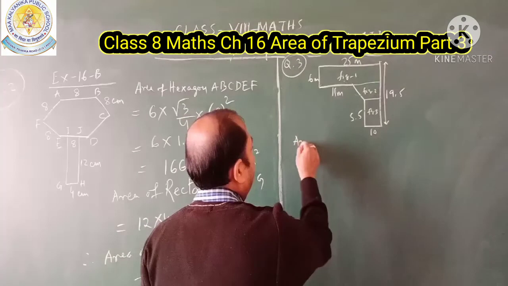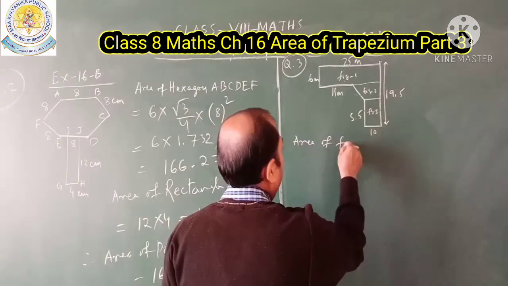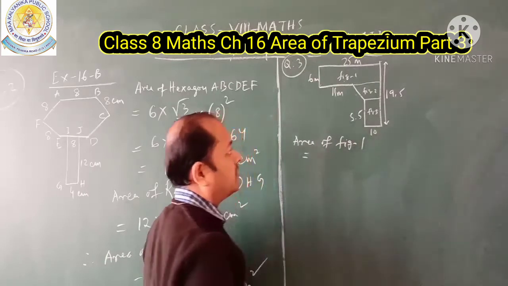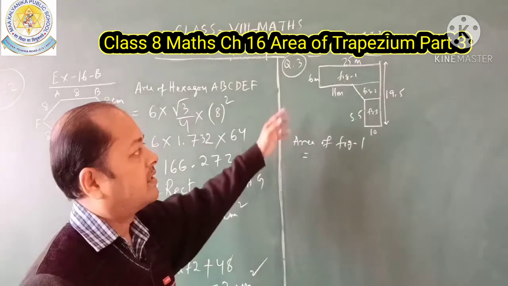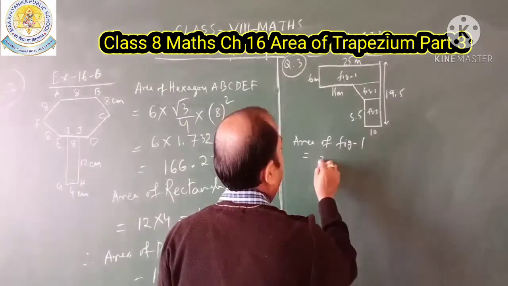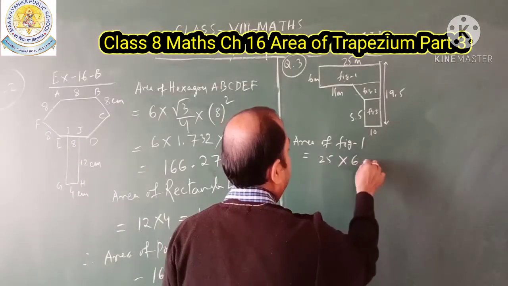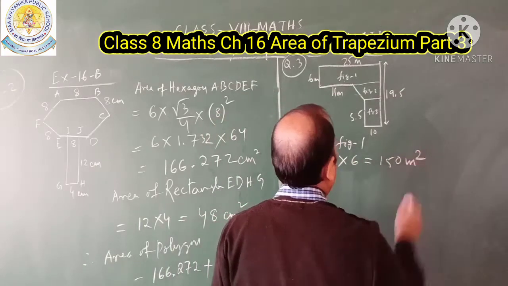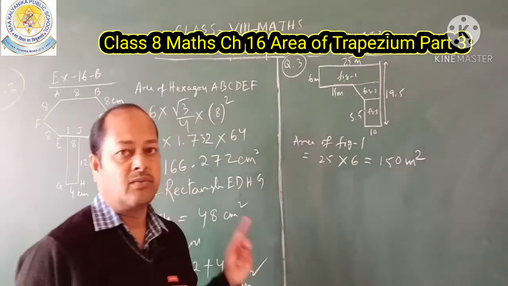Okay, so let's see figure 1. Area of figure 1, how much? It is a rectangle, so length into breadth. Length is 25 and breadth is 6. So 25 sixes are 150 meter square, the area of figure 1.